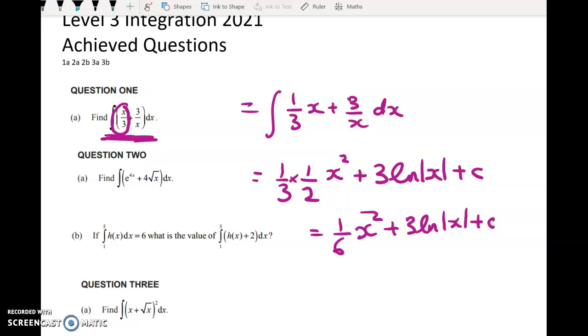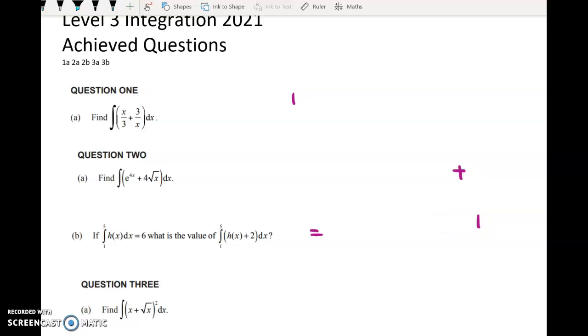Okay, on to question 2. We've got an exponential and we've got a surd. So the first thing I'm going to do is rewrite the surd as a fractional power. So we've got the integral of e to the 4x plus 4x to the power of 1/2 dx. So this is backwards chain rule.